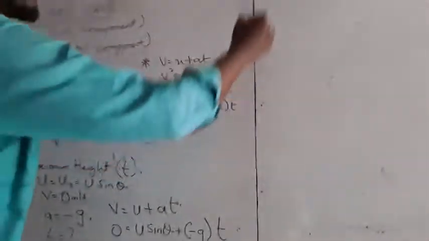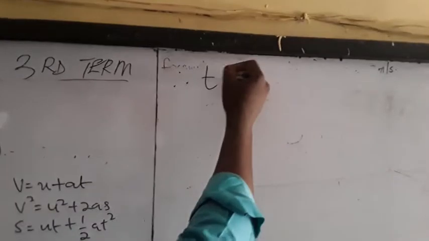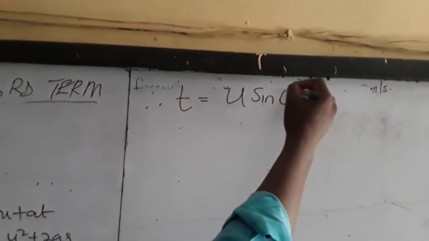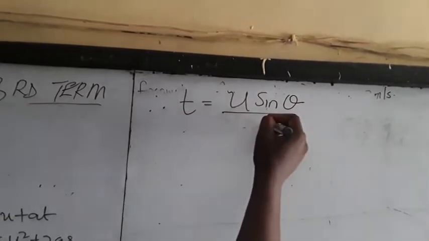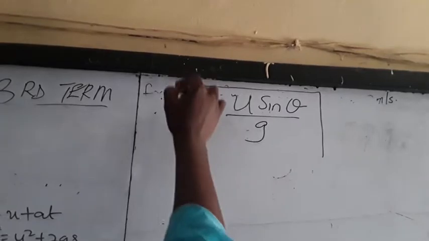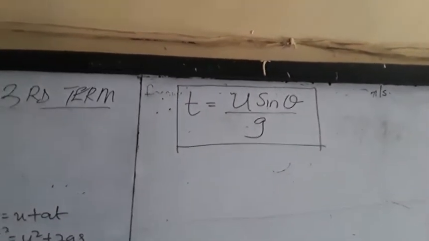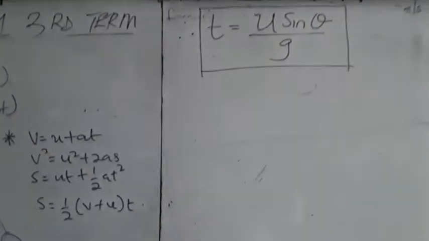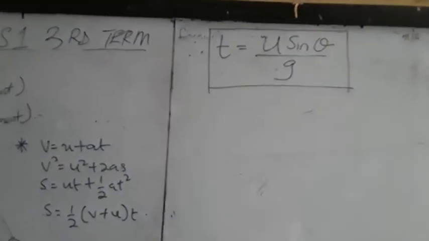So therefore, the time taken to reach the maximum height is U sine theta over G. As simple as ABC. The time taken to reach the maximum height. Now let us look at the time of flight.